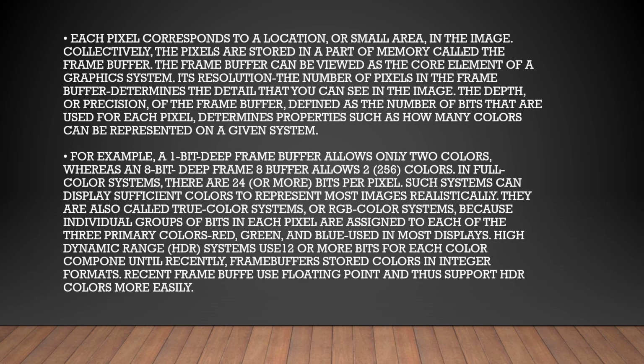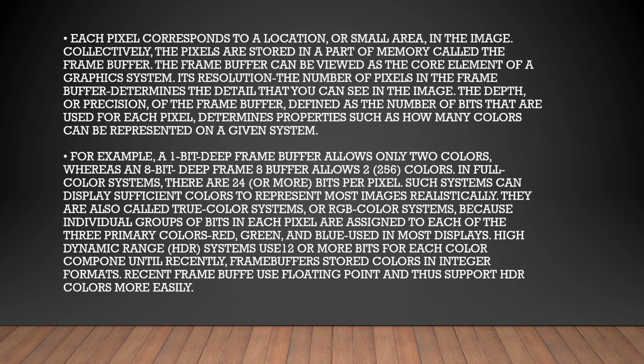The depth or precision of the frame buffer, defined as the number of bits that are used for each pixel, determines properties such as how many colors can be represented on a given system. For example, a 1-bit deep frame buffer allows only two colors, whereas an 8-bit deep frame buffer allows 256 colors.